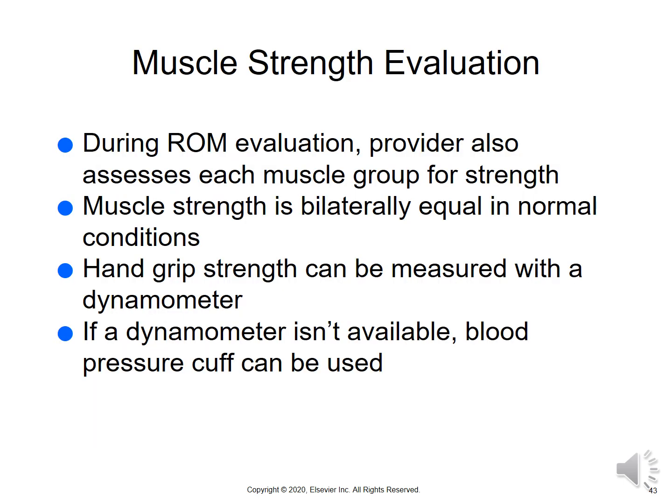During the range of motion evaluation, the provider also assesses each muscle group for strength. Normal muscle strength allows for complete voluntary range of motion despite resistance. This resistance can be gravity, as when rising from a sitting to a standing position, or physical, as in pulling, pushing, or lifting an object. Muscle strength is bilaterally equal in normal conditions.